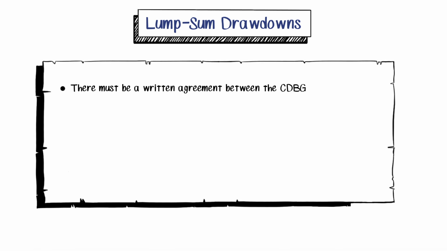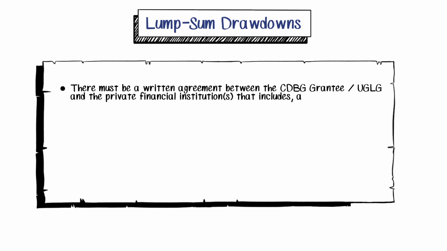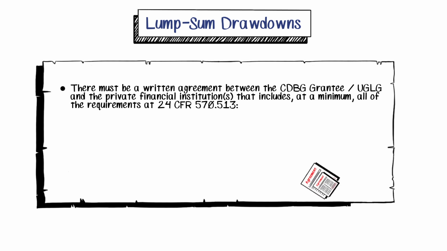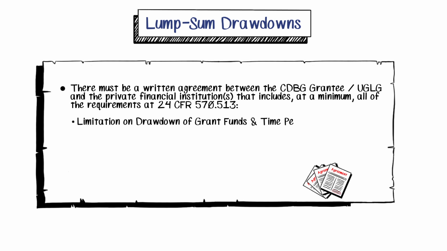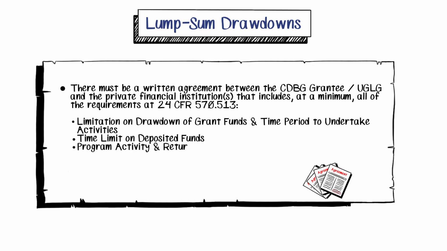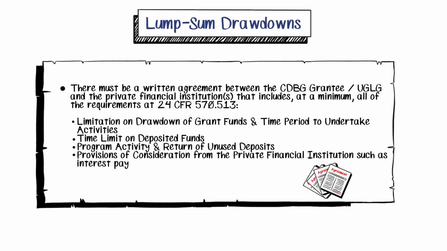Second, the CDBG grantee or unit of general local government must execute a written agreement with each private financial institution that will hold and disburse CDBG funds drawn from a lump sum. The written agreement must contain provisions in accordance with the CDBG regulations, including a limitation on drawdown of grant funds, a time period to undertake activities, and time limits on deposited funds, return of unused deposits, provision of consideration such as interest payments from the private financial institution and program income.